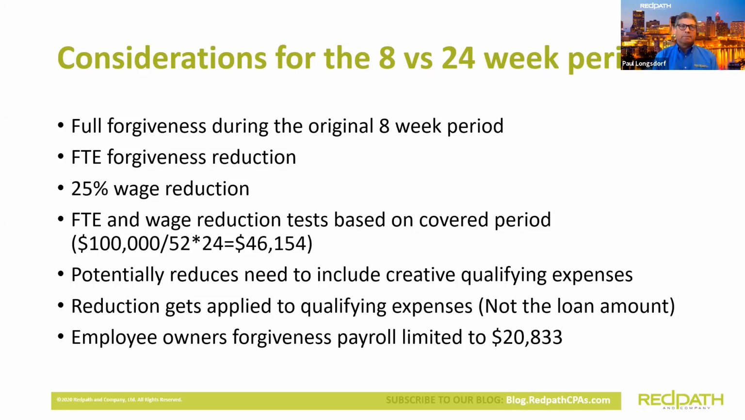Right. Then the last point here: there's a term within the forgiveness form called employee owners, and forgiveness for employee owners is limited to $20,833. Just by way of background, the way that came about, that $20,833 is calculated by taking $100,000 divided by 12 months times 2.5. So for employee owners, that's the max wage forgiveness that can be utilized.